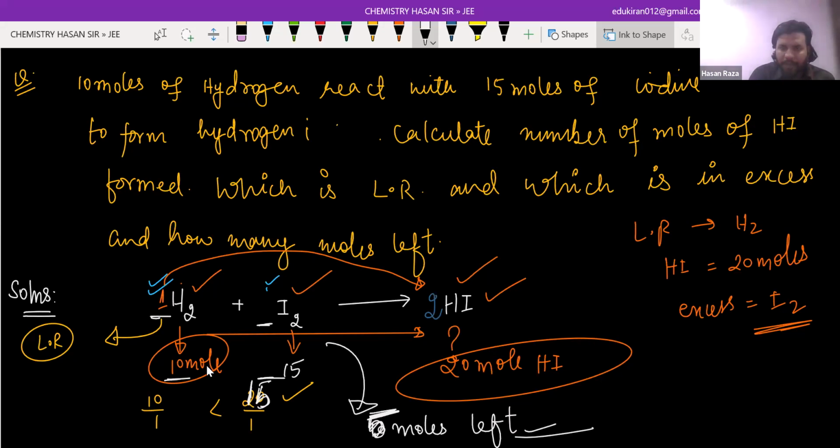No, apart from this, everything is correct. You can see 1 mole reacts with 1, so 10 moles react with 10. But here it is 15, which is in excess. So this is your limiting reagent. If this is your limiting reagent, then the product will be decided according to the limiting reagent. 1 mole gives 2 moles, so 10 moles will give 20 moles. Now, this will be in excess. So 1 reacts with 1, 10 react with 10, so 5 moles left. Simple.